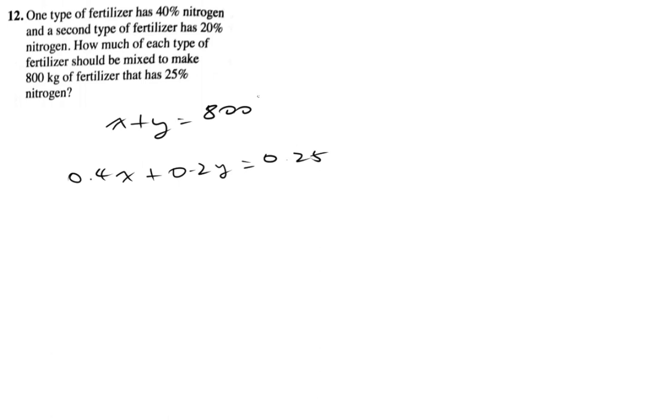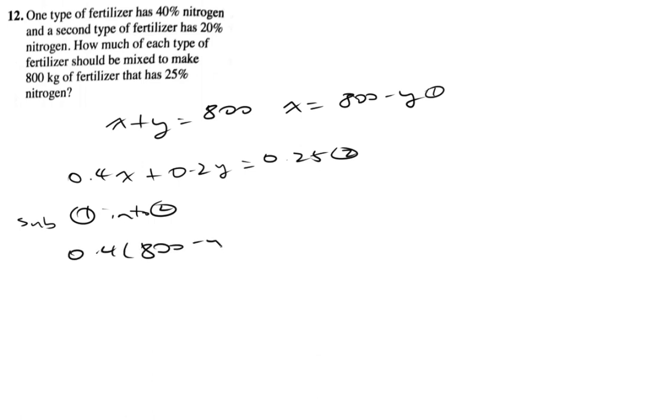So what I'm going to do is isolate for x here. So x will be equal to 800 minus y. Then I'm going to substitute, so this is equation 1, this is equation 2. I will sub 1 into 2. Substitute equation 1 into equation 2. So I will get 0.4 multiplied by (800 minus y) plus 0.2y to be equal to 0.25.